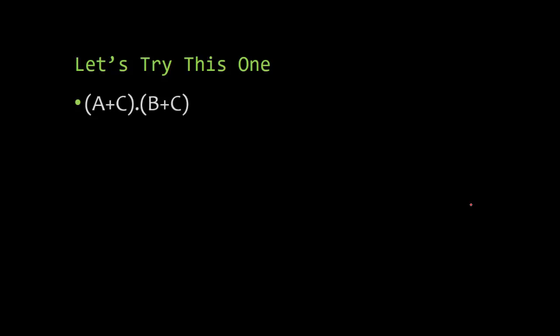Which ones do we handle first? You're going to handle what's in parentheses first. So we're going to do A or C first. Then we're going to do B or C, and then the result of A or C, we're going to AND with the result of B or C.